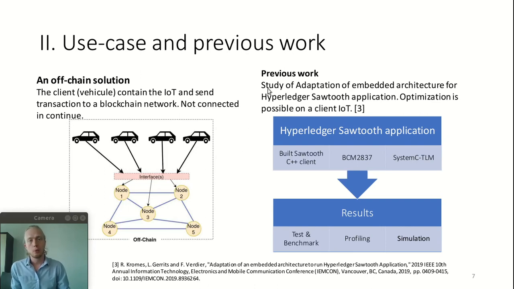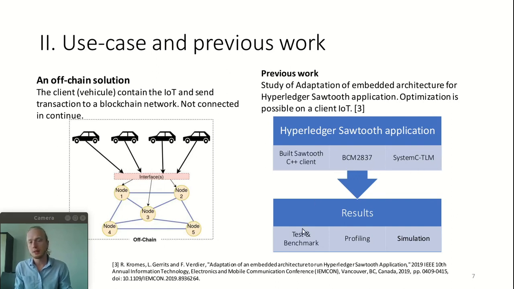We have also worked previously on a study of an adaptation of an embedded architecture for a Hyperledger Sawtooth application. The application of that study is the same as the current one, so the use case we saw just previously. And in this study we have built a C++ client. With this C++ client, we have also used an architecture model of an IoT, the Raspberry Pi, the BCM 2837, that is written in SystemC.